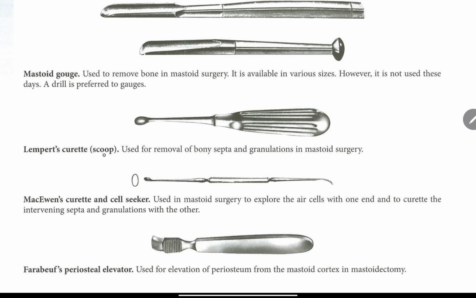Lempert's curette is used for removal of bony septa and granulations in mastoid surgery. McKibben's curette and cell seeker is used in mastoid surgery to explore the air cells with one end and to curette the intervening septa and granulations with the other. Farabeuf's periosteal elevator is used for elevation of periosteum from the mastoid cortex in mastoidectomy.